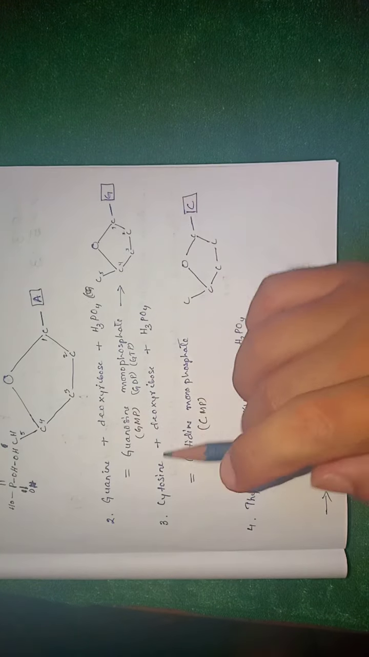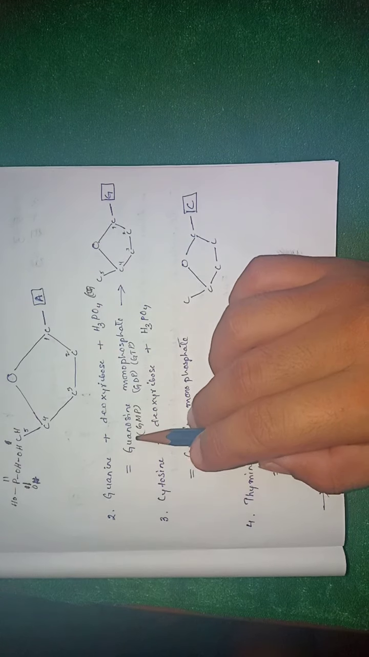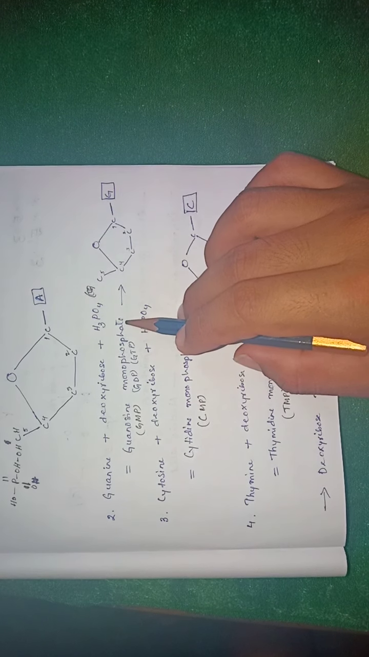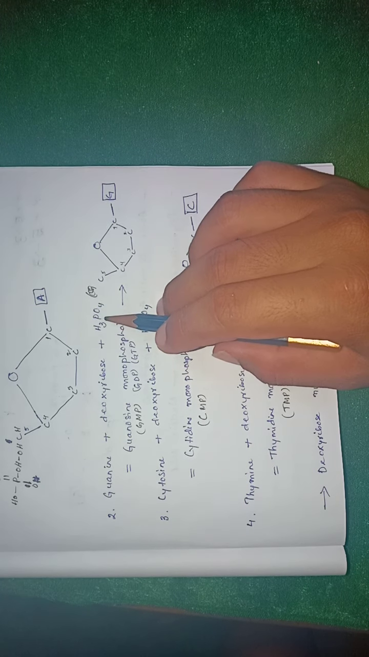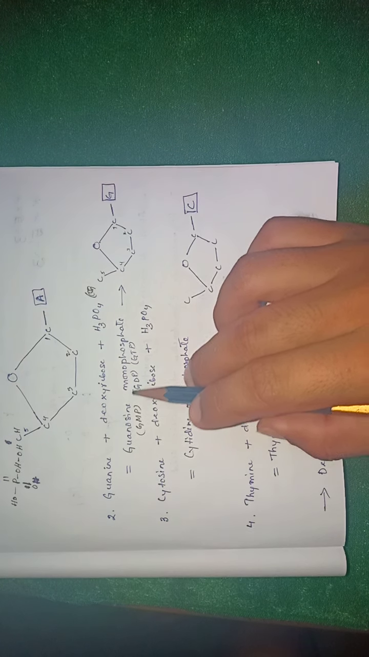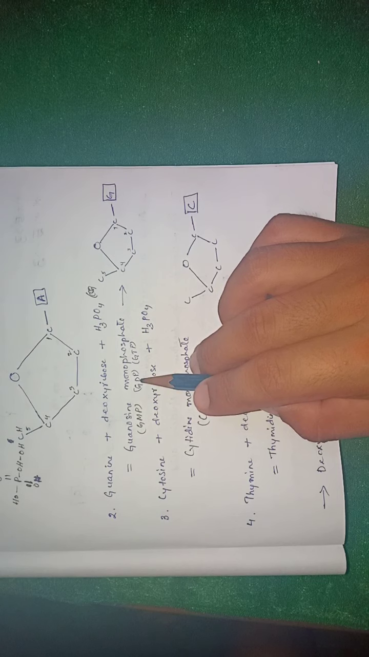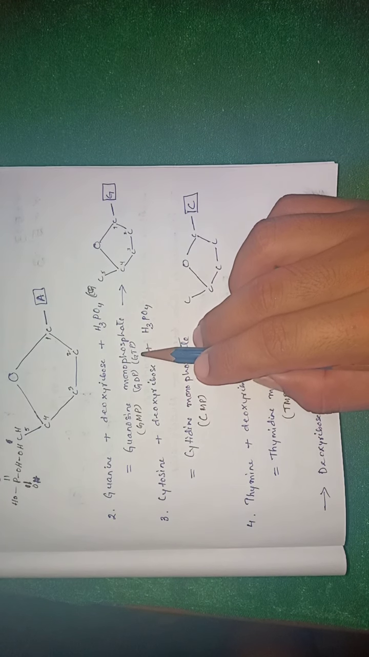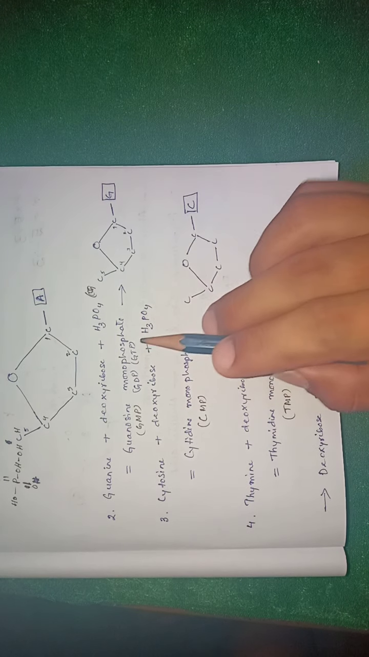Hence this guanosine monophosphate contains only one phosphate. If there are two phosphates, then it will be di, therefore the name will be guanosine diphosphate. If there are three phosphates, it will be guanosine triphosphate.